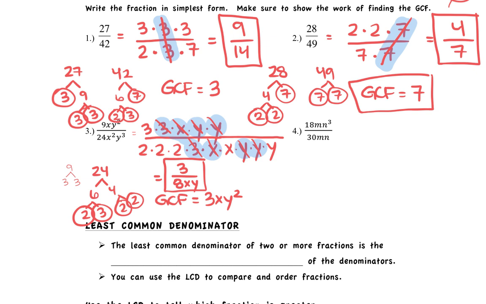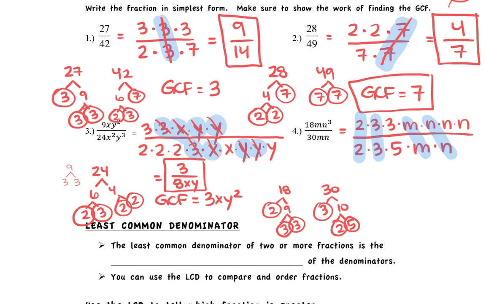And you can see how that would be complicated to have to break down on your own, but once you can break it into all of its prime pieces, get rid of what they have in common, then all you have to do is see what they have left over. All right, so I'm going to ask you to pause the video right now, and I want you to try number 4.